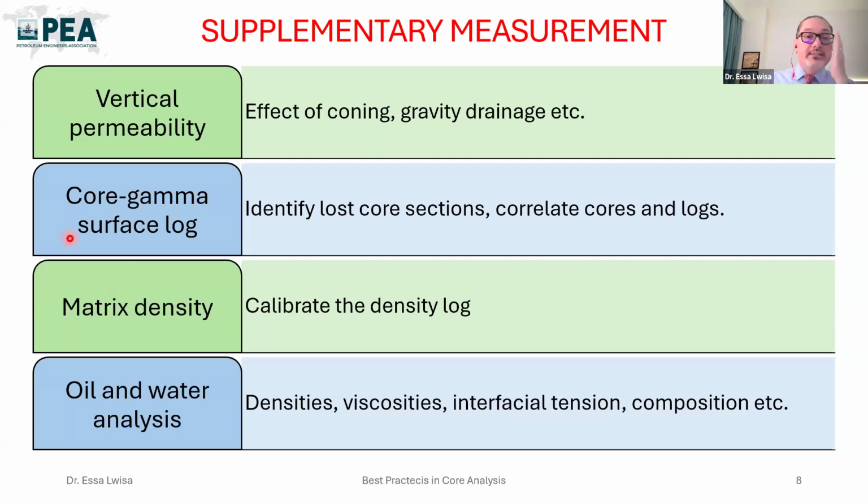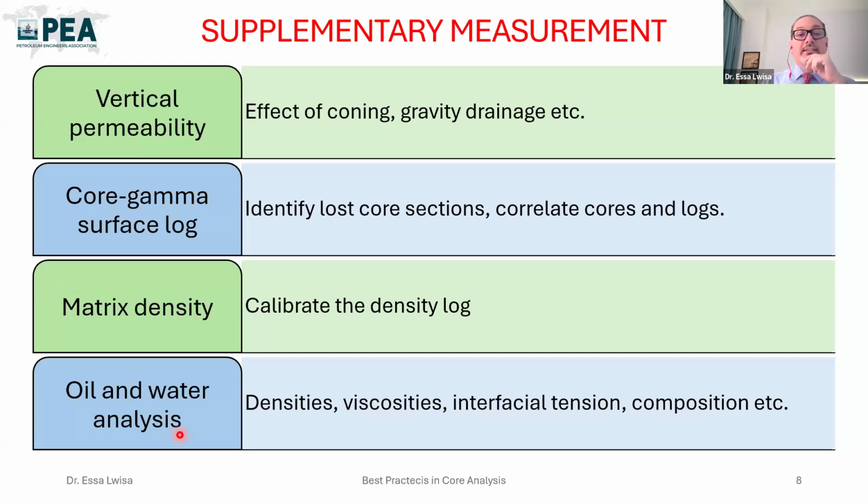And there is another supplementary measurement, that is the core gamma surface log. We use it to correlate cores and logs, and also depths. Matrix density calibrates the density log. You are all aware of LWD, logging while drilling. So they do measurements while drilling, and then after they are finished, we take the sample, we measure the density, we also measure the core gamma log, and then we match our measurement with the well measurement and see how accurate the measurement is, and we can then match the depths.